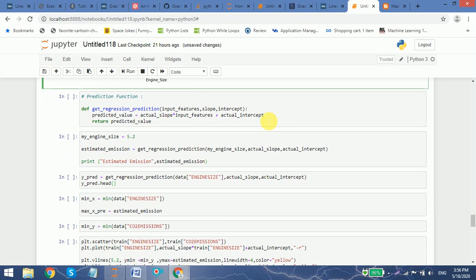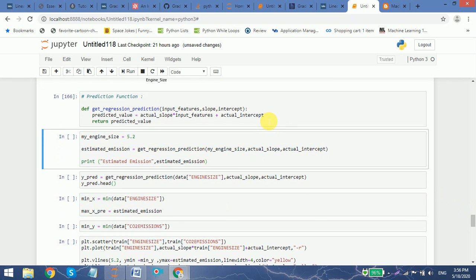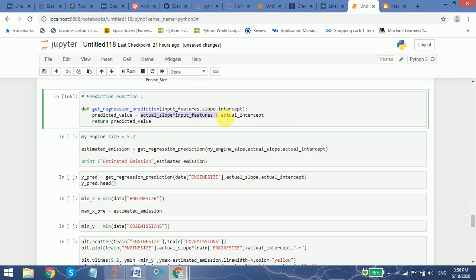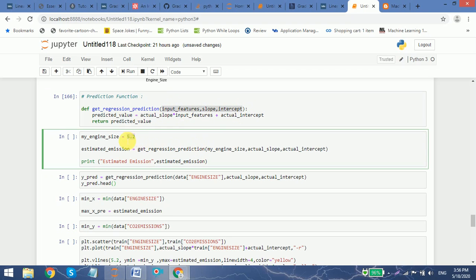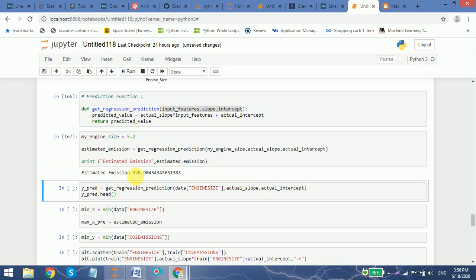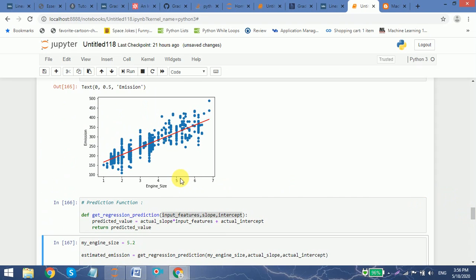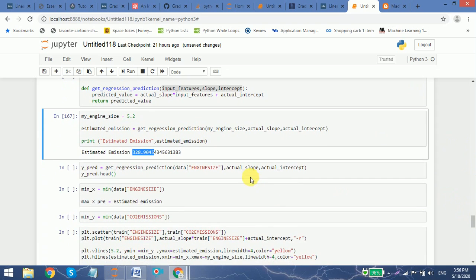Now we want to predict our data. So this is the function. Predicted value equals y equals mx plus b. That's simple, and it will return the predicted value. It takes as input the feature, slope, and intercept of a line. So let's say my engine size is 5.2. So the estimated emission will be 328. Okay, let's have a look at it. For 5.2, yes, it's working right. It is 328.